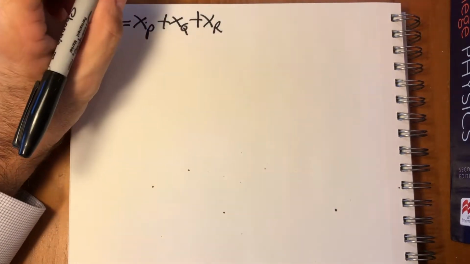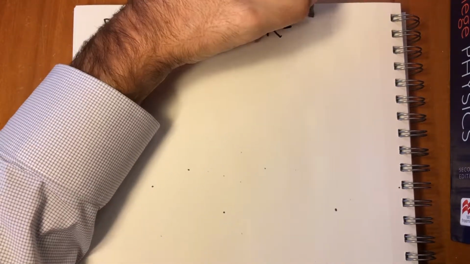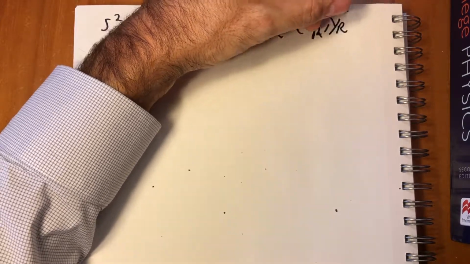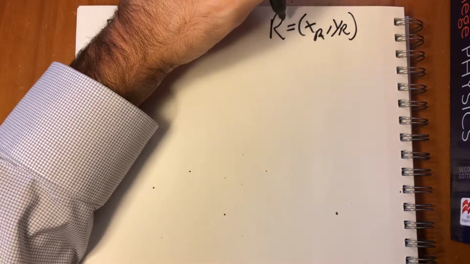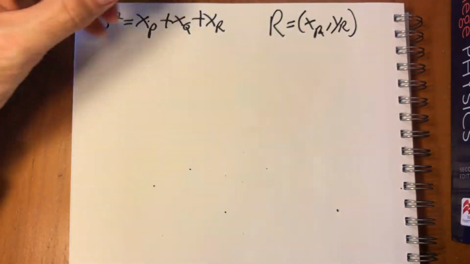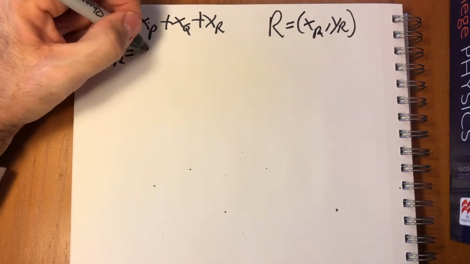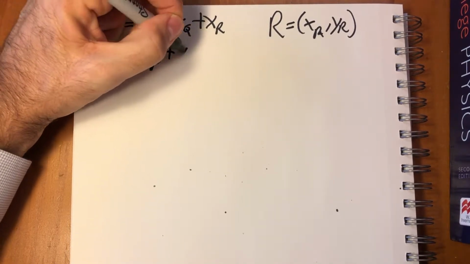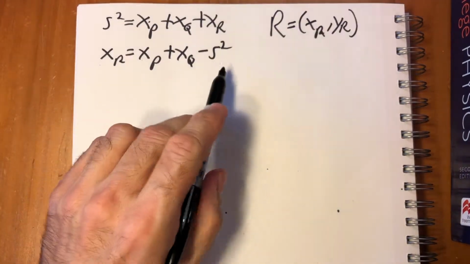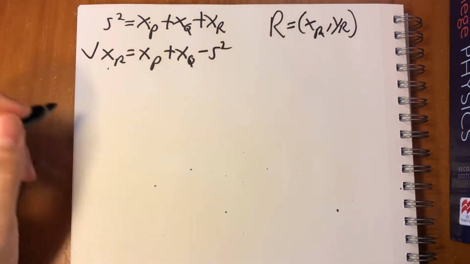So we're looking for, what we're trying to prove is that r is rational, okay? That xr and yr are rational. So if we just move everything over to the other side, we have xr equals xp plus xq minus s squared. We already know that s is rational. We know that these two are rational, so xr has to be rational.